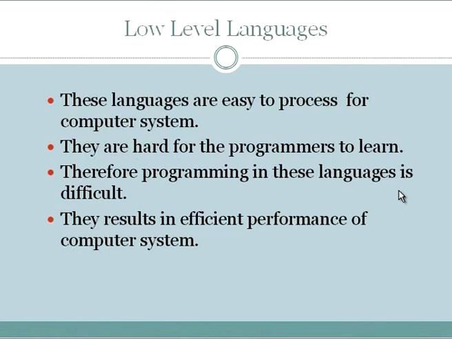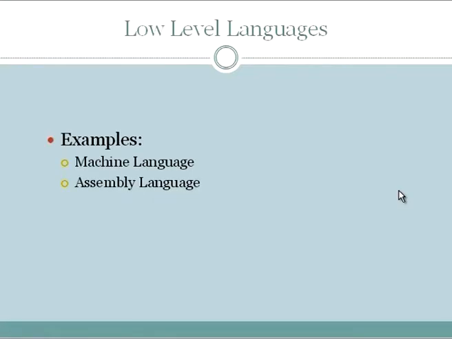Low-level languages. These languages are easy to process for the computer system. They are hard for the programmers to learn. Therefore, programming in these languages is comparatively difficult. This results in efficient performance of the computer system, as these languages are directly understandable for the computer system. Examples of the low-level languages are machine language and assembly language.